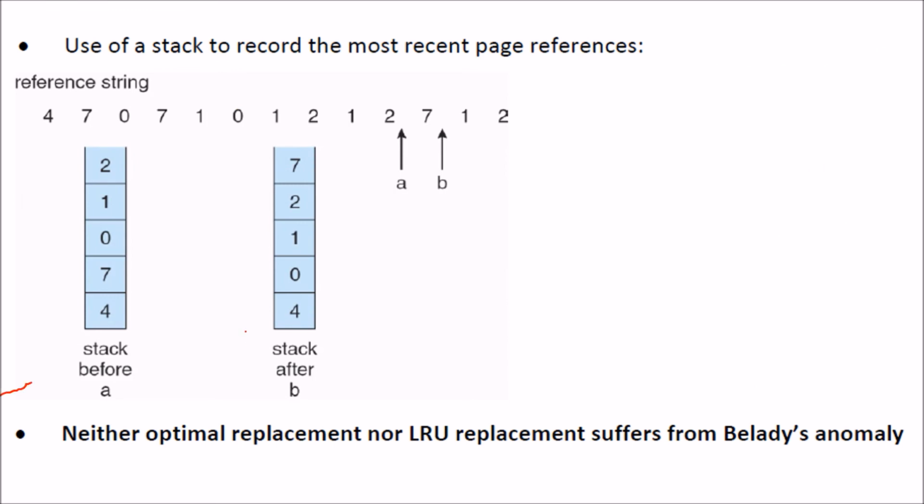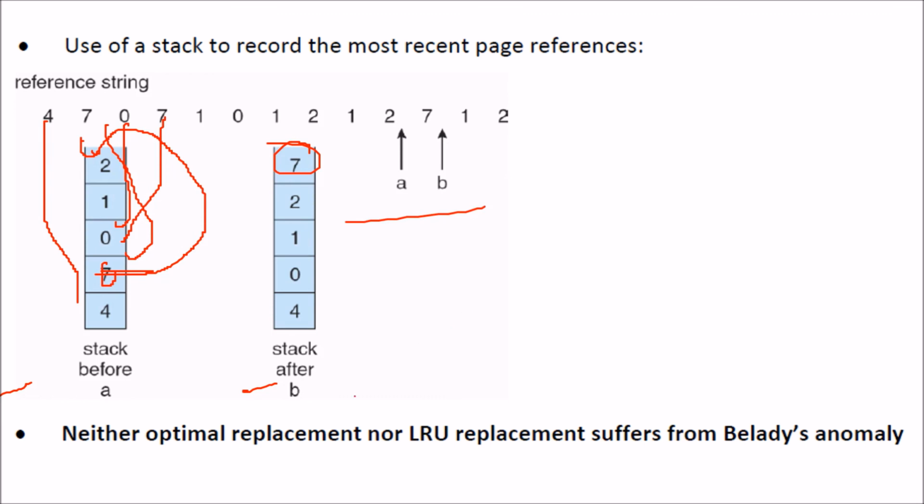This is the stack. So this is the stack after B. Whenever a page is referenced, say 4 is referenced, then 7, then 0, then 7 has come again. When 7 has come, we have to take it out, in terms of stack, we do push and pop. So we will pop it out and put it on top. This is recently used. This is how it is done. So neither optimal replacement nor LRU replacement suffers from Belady's anomaly.